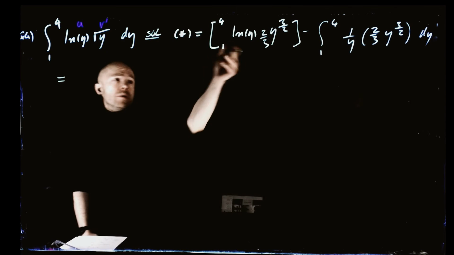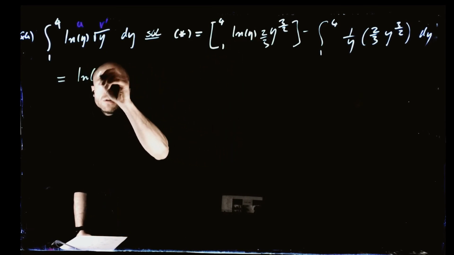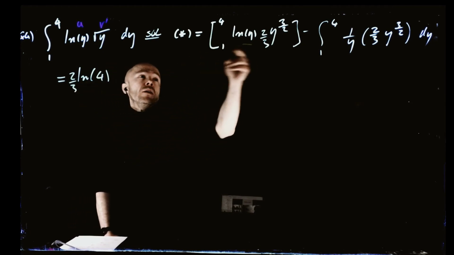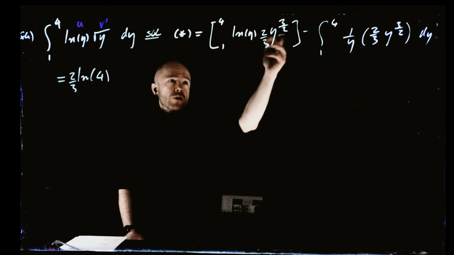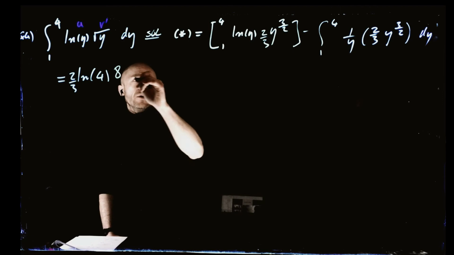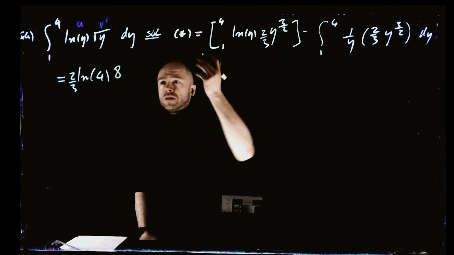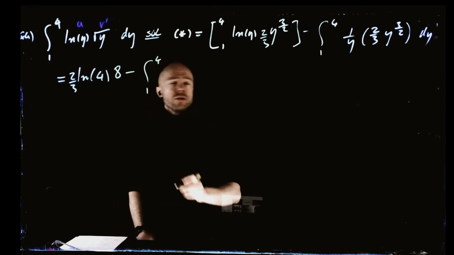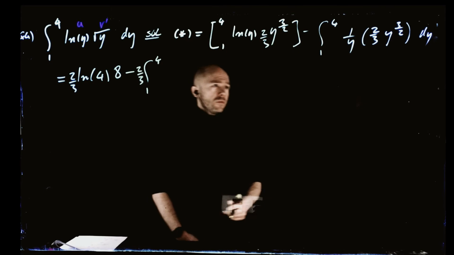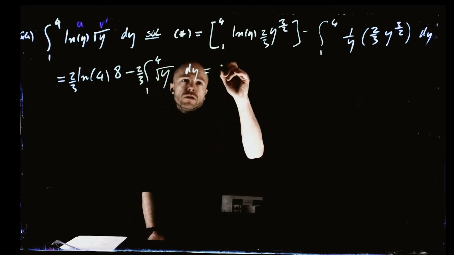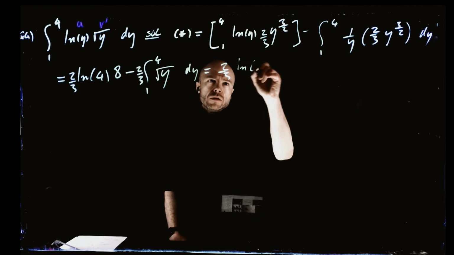So then let's evaluate this thing right here. We're going to have log of 4, pull out the 2 over 3, and then the square root of 4 is 2, and then 2 to the 3 is 8. When we put 1 in this, log of 1 is 0, so that term we don't have to care about. And then this is the integral from 1 to 4. Let's pull out the constant of 2 over 3. And then it's just going to be square root of y, right? Because the powers cancel.